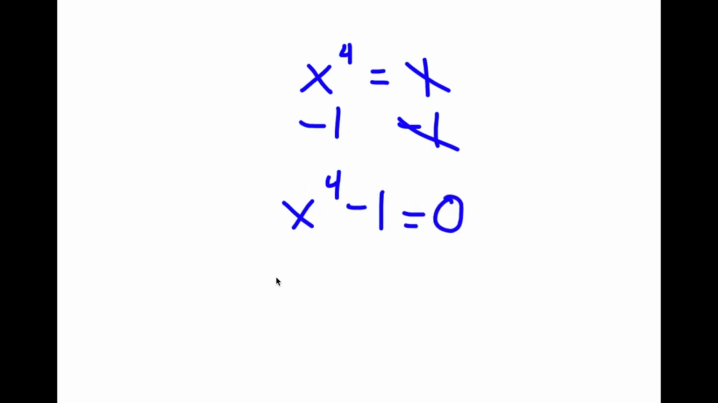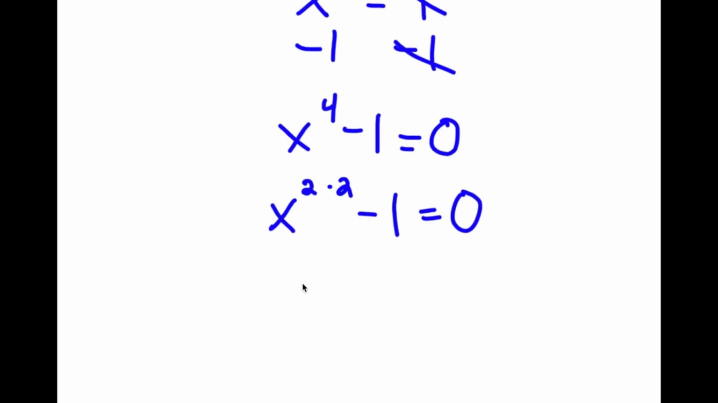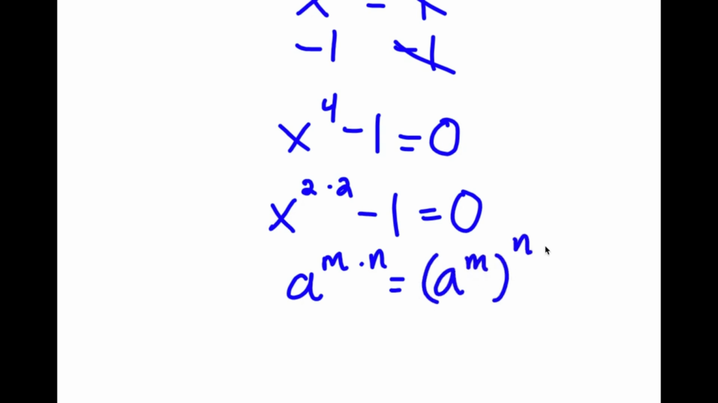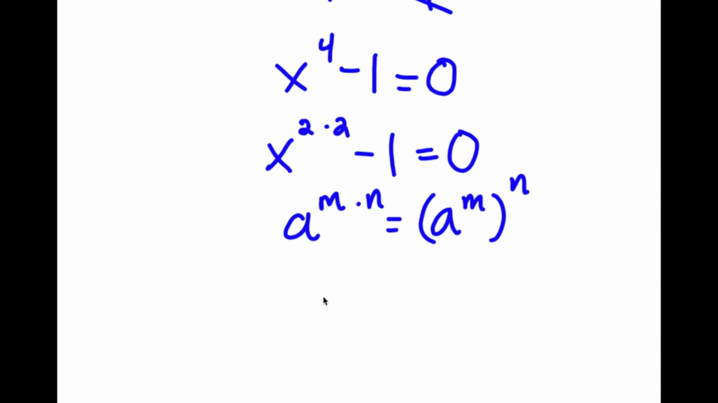Now x to the power of 4, I can rewrite this as x to the power of 2 times 2. And if I have something in the form a to the power of m times n, this is equal to a to the power of m to the power of n. So x to the power of 2 times 2, I can write this as x to the power of 2 to the power of 2. Now I have this minus 1 is equal to 0.